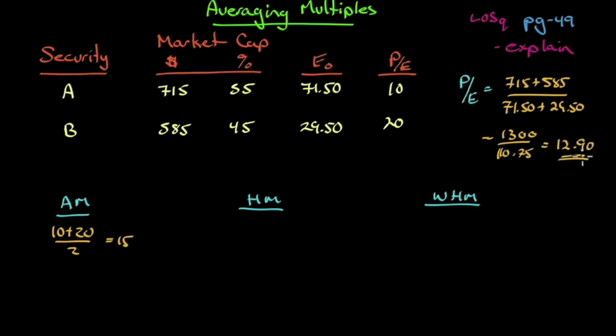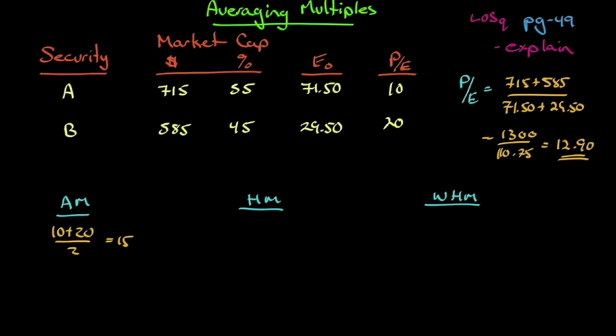That is the true portfolio PE, because it's, again, price over earnings. What's the price of the whole thing? You just add it up. What's the earnings of the whole thing? There you go. Notice the arithmetic mean gave us 15 as opposed to 12.9. So we know that that can't be right.